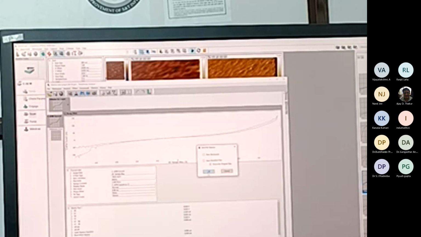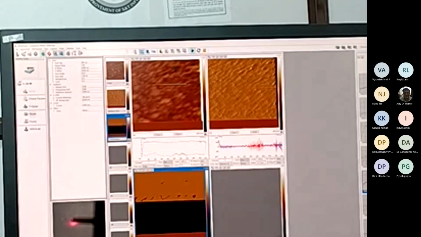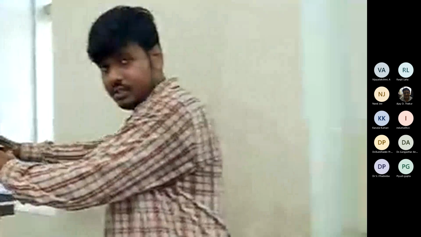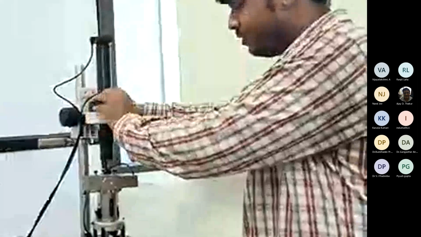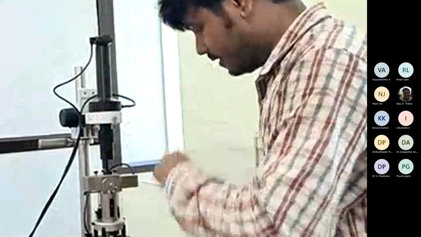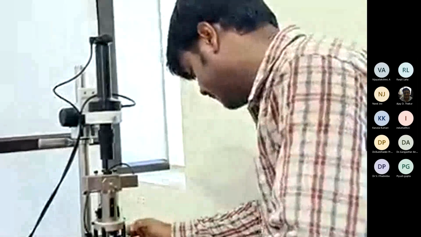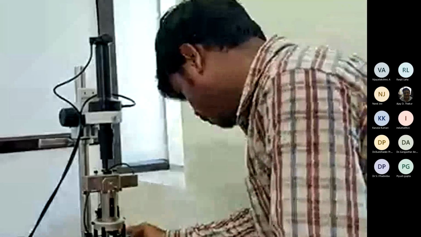Now we are going to change our module and show the tapping mode. So I'm withdrawing the sample. This is nothing but the camera. This upper head is the camera.